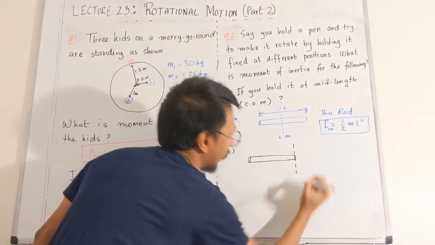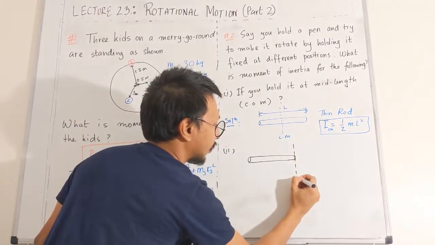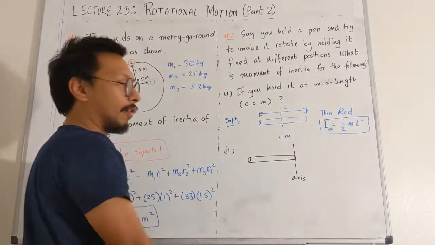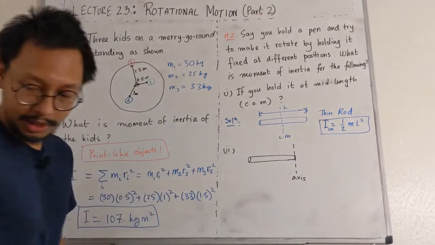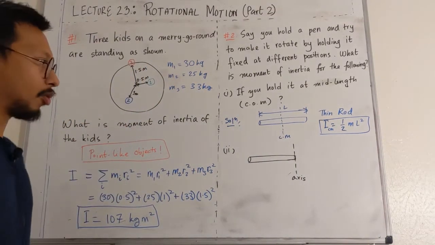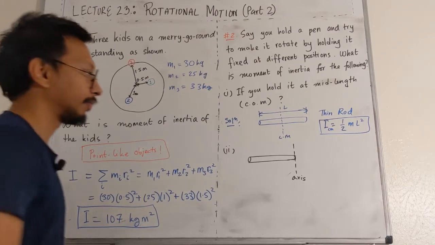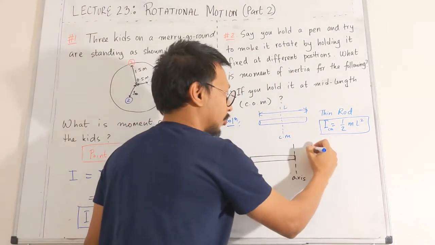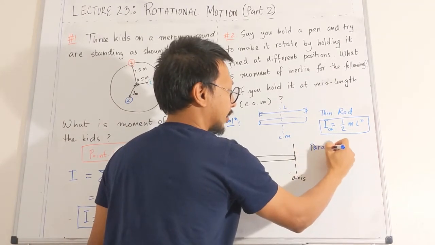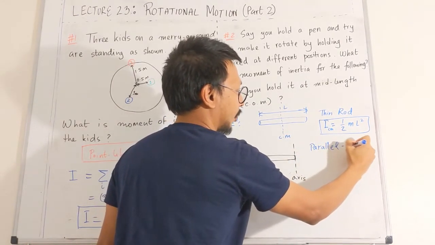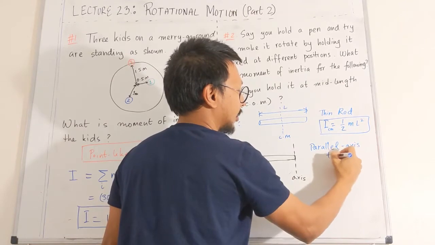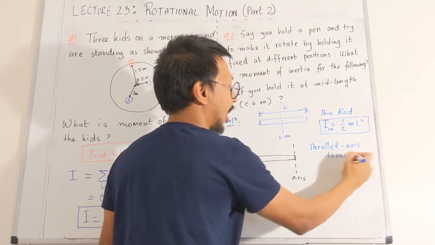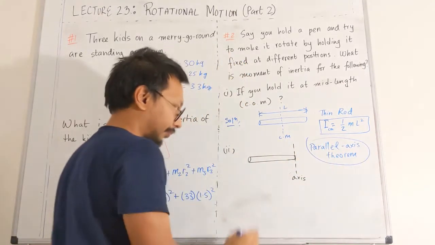This is our axis of rotation. Okay. So we have moved to one end of the pen. Now, what is the moment of inertia? Now we cannot directly write it down from the table. We have to use what we learned to be the parallel axis theorem. Okay. Now let's put that knowledge into use and see how this actually works.